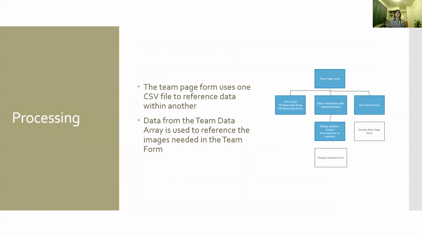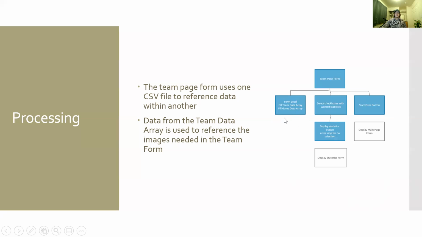And then data from the team data array is used to reference the images that are displayed on the team form. And I've named all the images with their respective abbreviation names. And so it makes it very fast and easy to go through. And then here's just a quick little hierarchical chart sample of how the team page works.